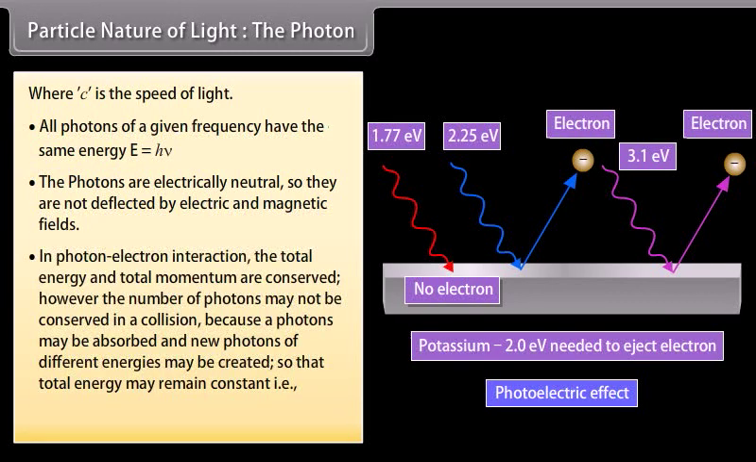In photon-electron interaction, the total energy and total momentum are conserved. However, the number of photons may not be conserved in a collision because the photons may be absorbed and new photons of different energies may be created, so that total energy may remain constant, that is hν equals hν1 plus hν2.